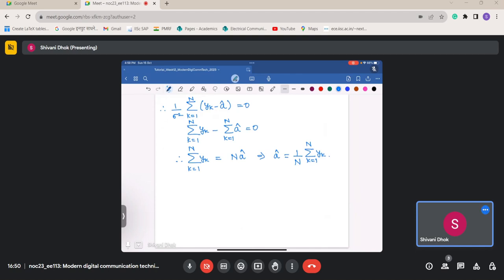Any questions? This is your ML estimate for a. If you have any questions, please let me know.